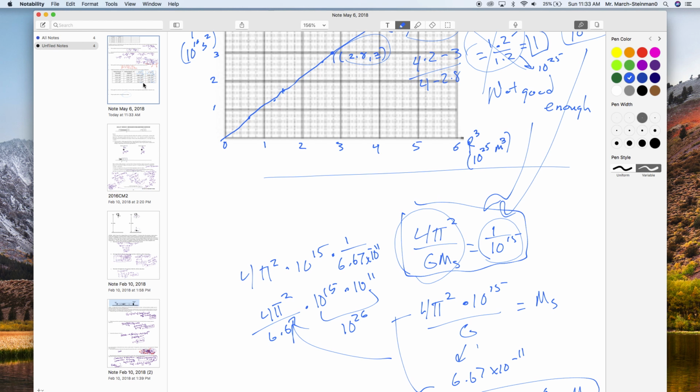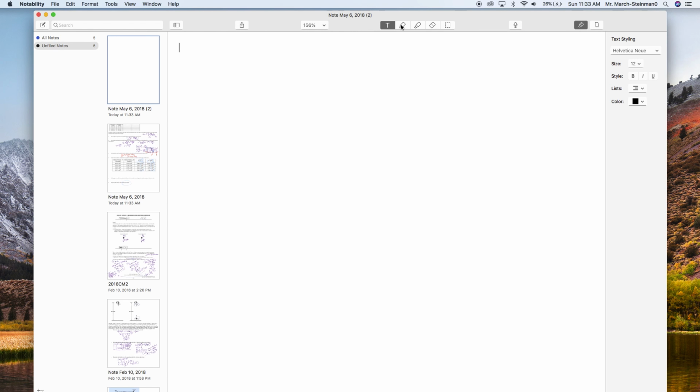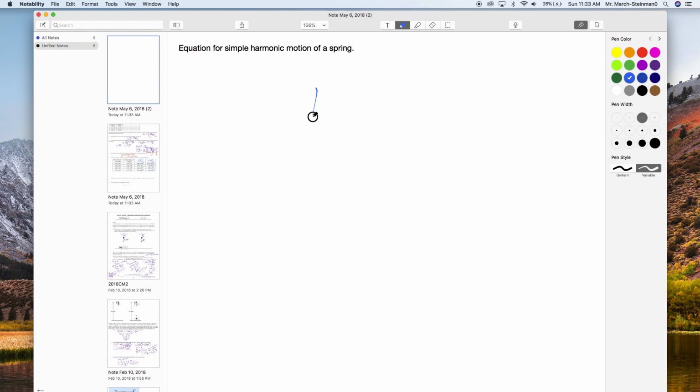Let's look at a different set of problems. This set of problems is going to be dealing with the equation for simple harmonic motion of a spring. So let's say I have some spring attached to a mass. That spring is oscillating back and forth about some point.